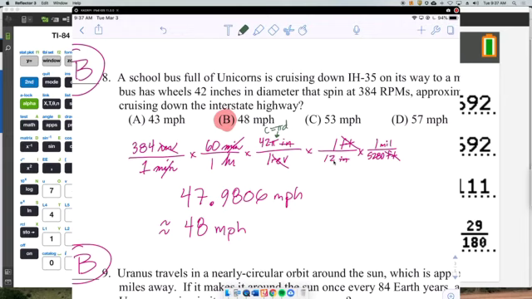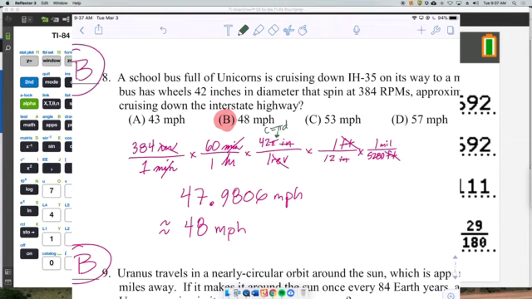Now I need to get from inches to miles. So inches in the top, inches in the bottom. 12 inches is a foot. And then the inches divide out. And of course, you know that there is 5280 feet in the mile. So you type all that into your calculator and you get 47.9806, which is approximately 48.